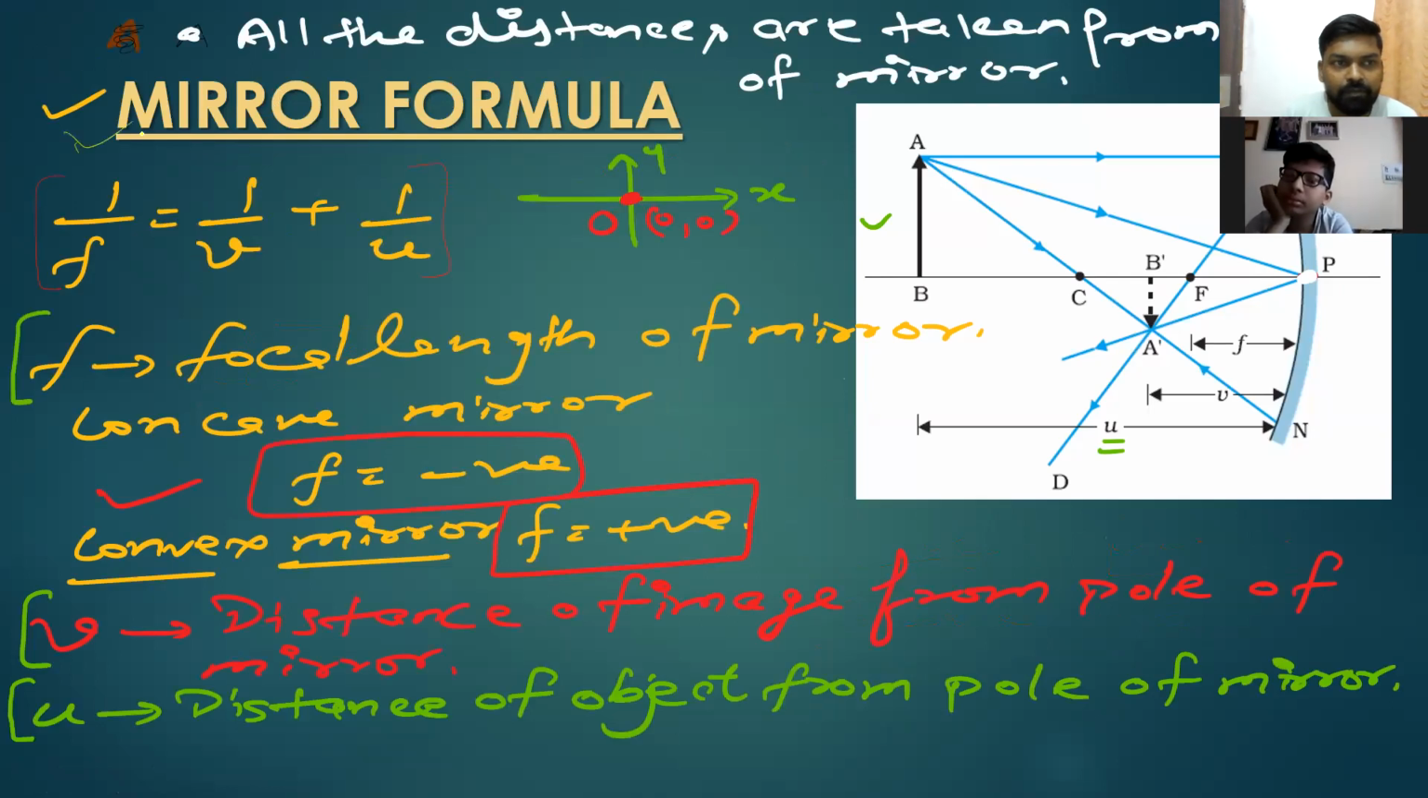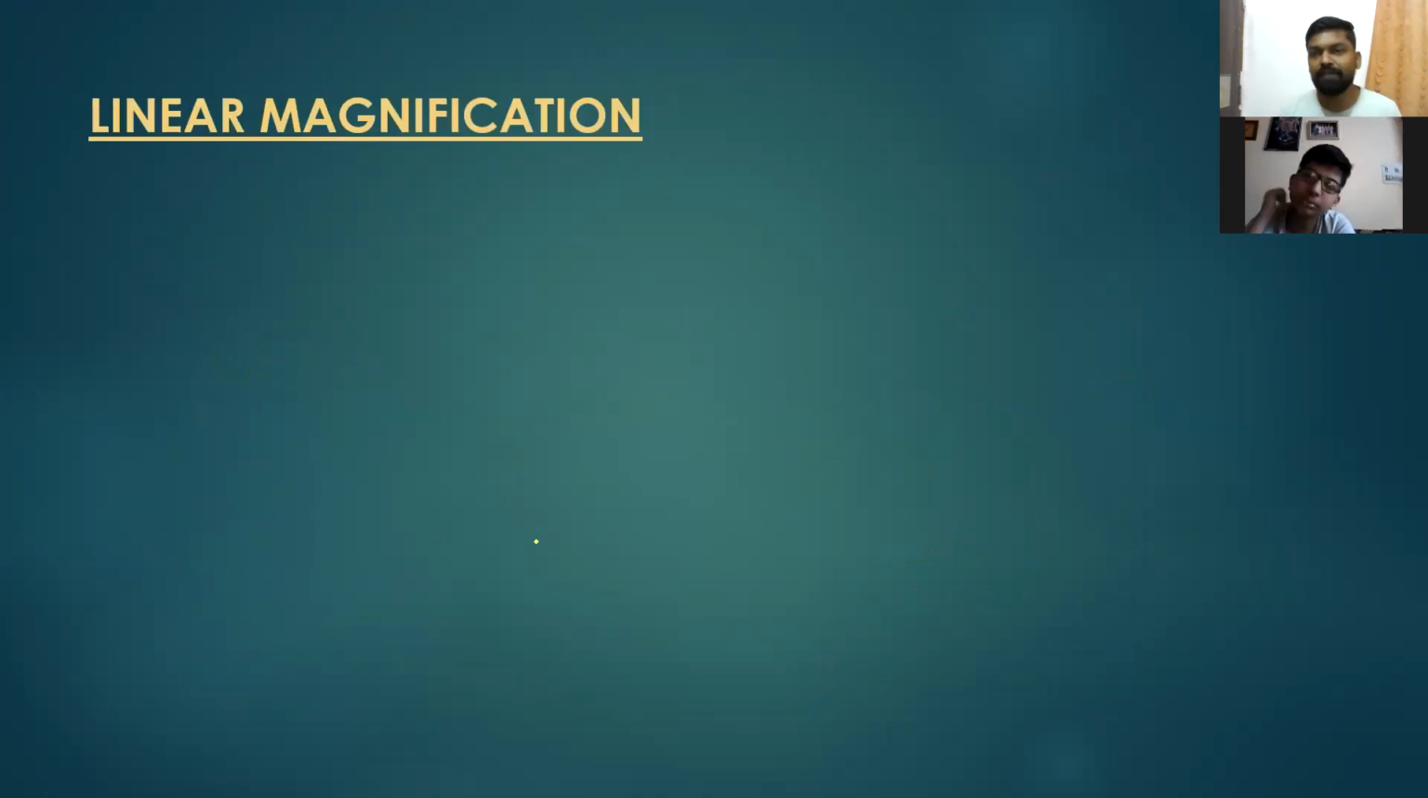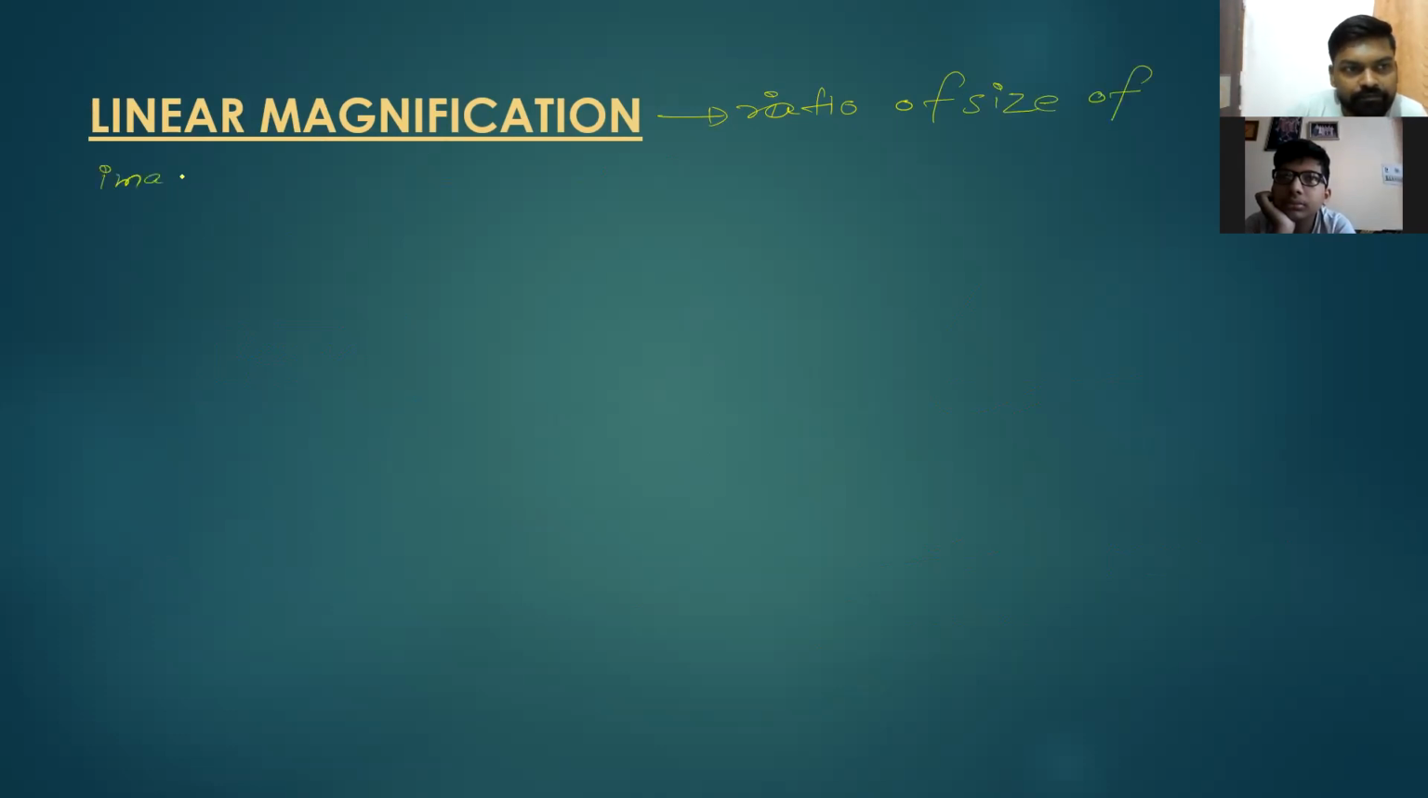Okay, so now we'll discuss. We have discussed the mirror formula. This is our mirror formula: 1 upon f is equal to 1 upon v plus 1 upon u. Now we'll move further to linear magnification. So what is linear magnification? Actually, linear magnification is nothing but the ratio of size of image to the size of object.